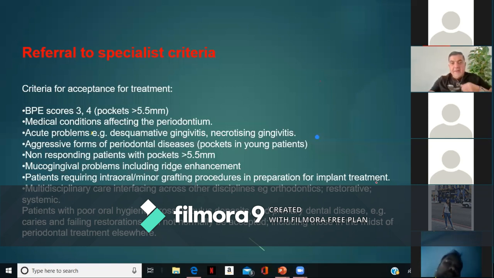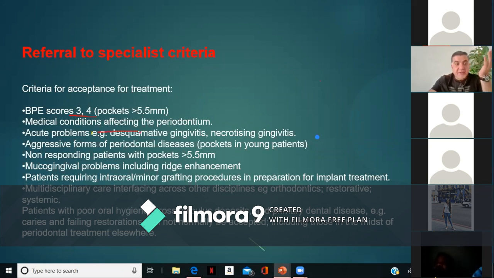Any criteria, people with part 2, it is very important to know how to write a letter. Write it any way you want, but you need to add your information that will be given to you in the exam, the consultant, your referral information, but it is very important that you have a score 3 or 4. That's why we're referring, because it falls within the criteria of complexity 2 or 3. Medical conditions affecting the periodontium: you need to mention any medical history in your referral letter. Acute problems, desquamative gingivitis, necrotizing ulcerative gingivitis, maybe this condition is worsening, not responding. So we need to refer.